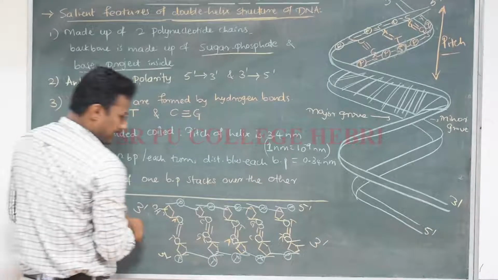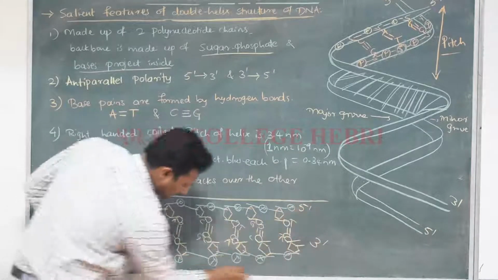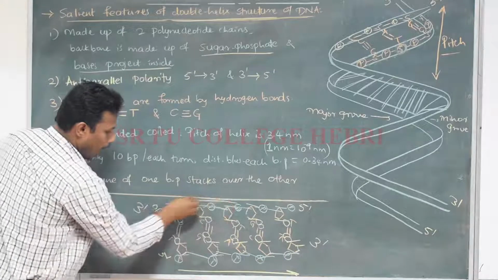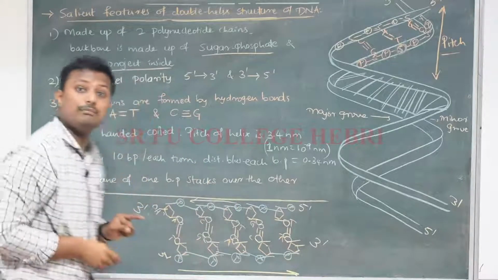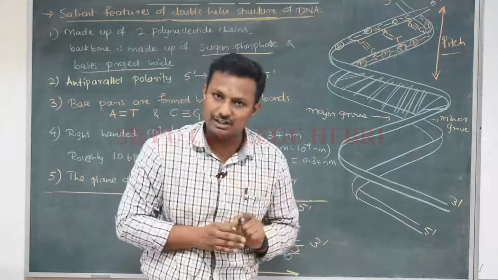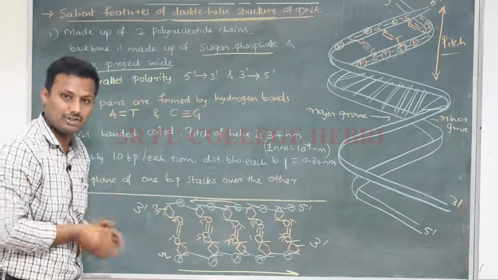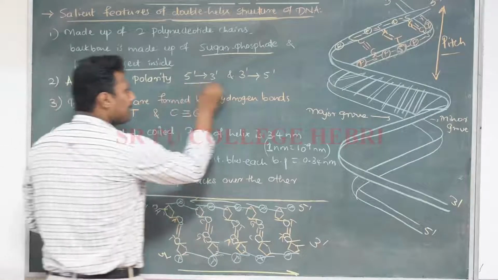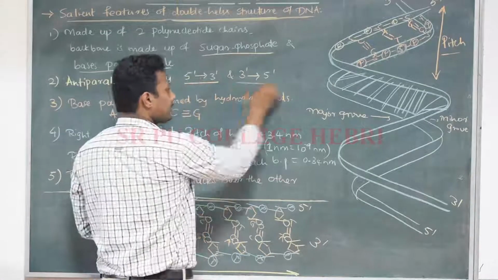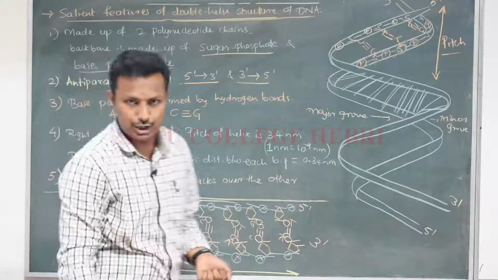So one is running in the 5 prime to 3 prime direction, right? And the other is running in the opposite direction. But both of them are parallel to each other. Yes or no? So that is why they are called as anti-parallel strands. One runs in 5' to 3' direction, the other runs in 3' to 5' direction.